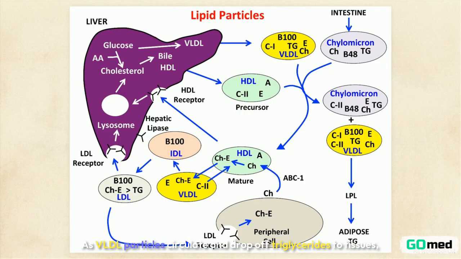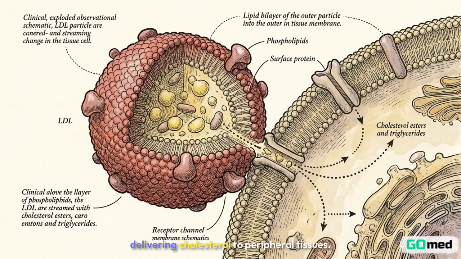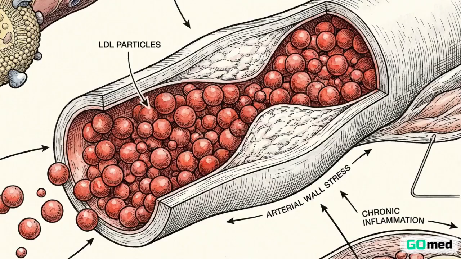As VLDL particles circulate and drop off triglycerides to tissues, they shrink, increasing in density, and transform into low-density lipoproteins, or LDL. LDL serves as the primary carrier delivering cholesterol to peripheral tissues. However, when levels are excessive, these particles accumulate in the plasma, leading to its common label as bad cholesterol.